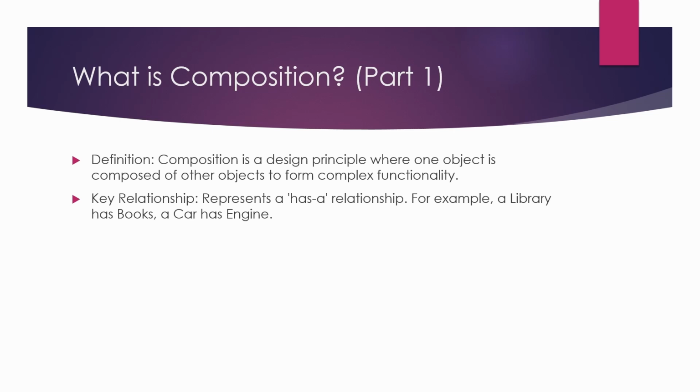Let's start by understanding composition. Composition is a design principle where one object is composed of other objects to create complex functionality. It represents a has-a relationship. For instance, a library has books or a car has an engine.